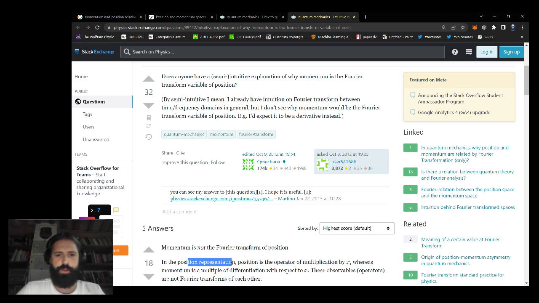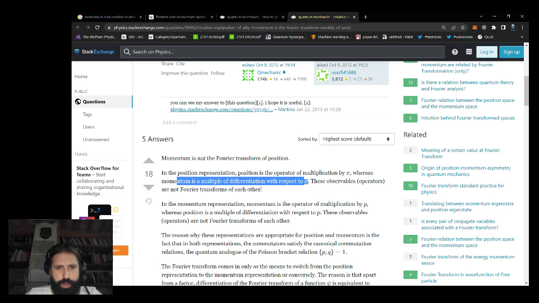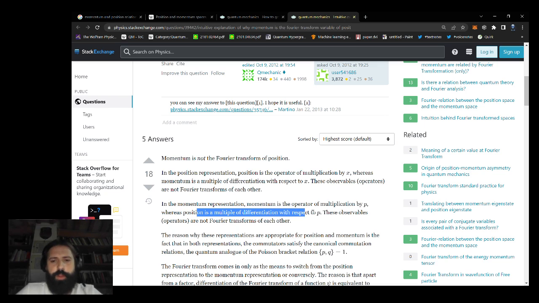The position representation. In the position representation, position is the operator of multiplication by x, whereas momentum is a multiple of differentiation with respect to x. I think that makes sense, right? These observables are not Fourier transforms of each other. In the momentum representation, momentum is the operator of multiplication by p, whereas the position is a multiple of differentiation with respect to p.